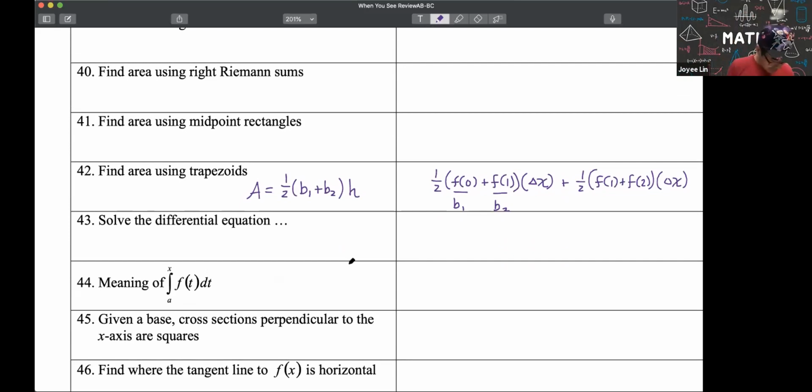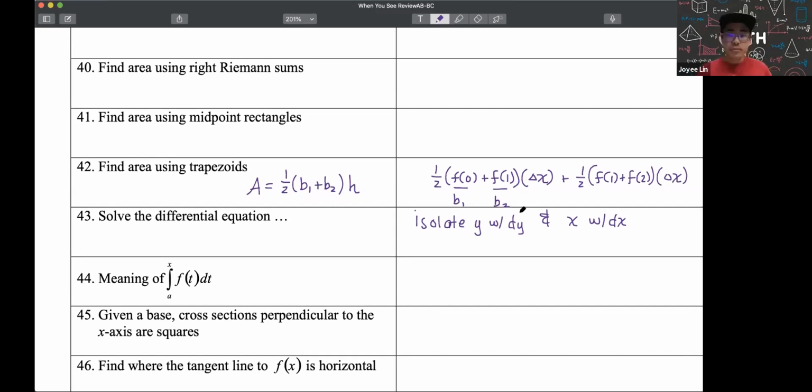What do you need to remember for solving differential equations? This one's huge if you get one on the test. Like out of a 5-point question, if you don't do this, you might get 2 points max out of 5. Yes, isolate y with dy and x with dx. That's true. What do you need to remember though? Don't forget the plus c. They will deduct like crazy for this one. I don't know why on this particular question, but don't forget the plus c when you integrate.